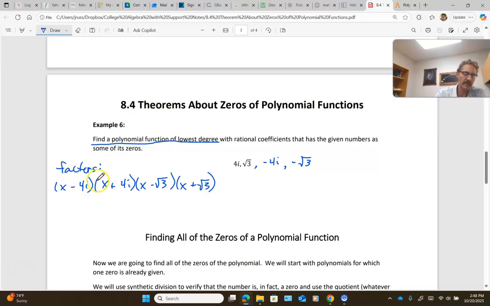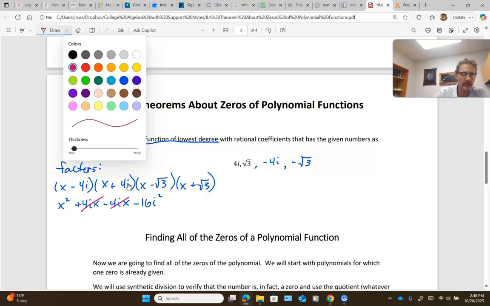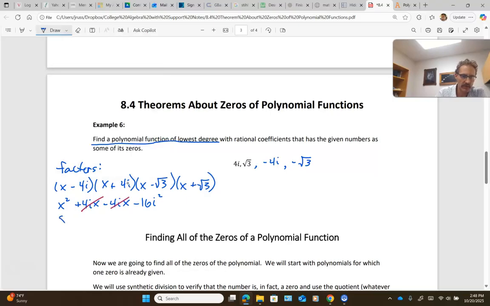Okay, so x times x is x squared. x times 4i is 4ix, but then negative 4i times x is negative 4ix. And finally, negative 4i times 4i is negative 16i squared. Again, those 2 terms in the middle will be 0, and so we'll have left x squared.